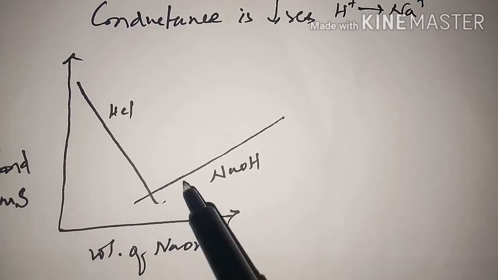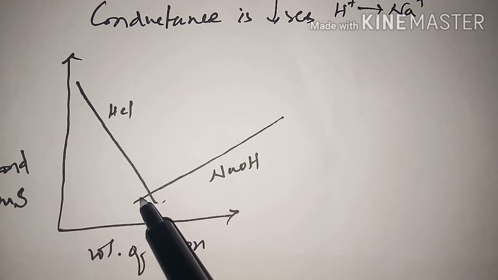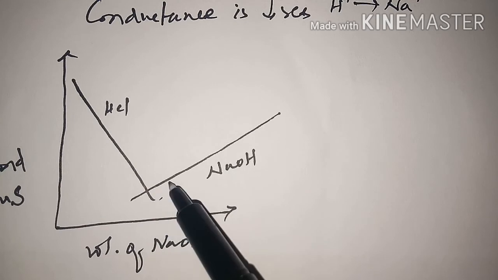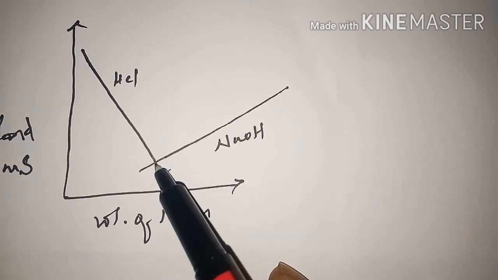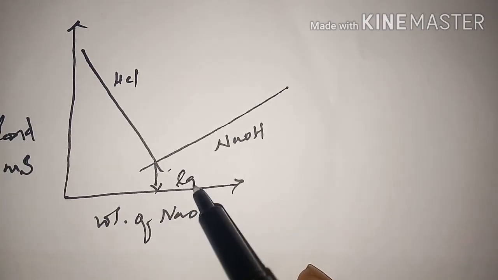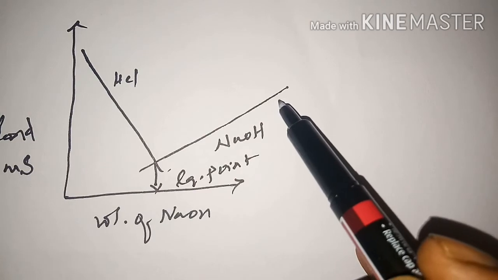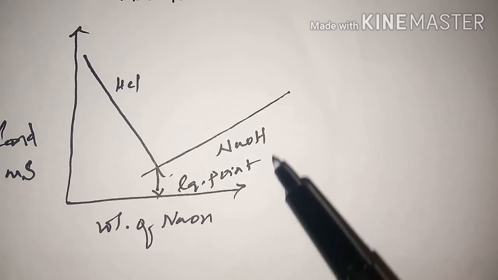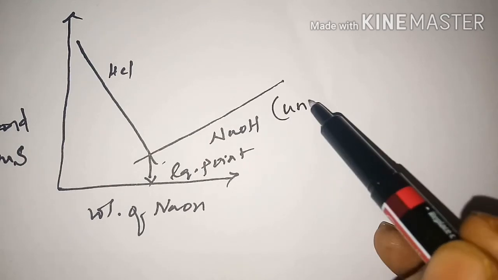Once the deflection or equivalence point is reached, after that the conductance goes on increasing because all the H+ is used up. Now this is the equivalence point. This increase is due to the excess NaOH, that is unreacted NaOH.